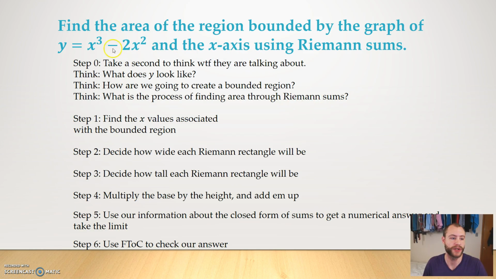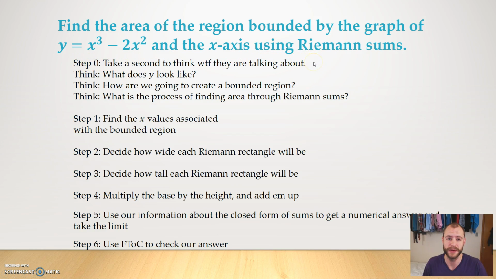Here we got a nice question for you guys. Find the area of the region bounded by the graph of y equals x cubed minus 2x squared and the x-axis using Riemann sums. So first of all, we want to look at step 0, which is take a second to think about what they're talking about.